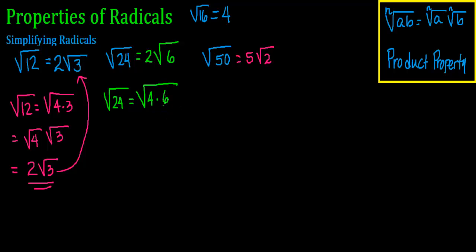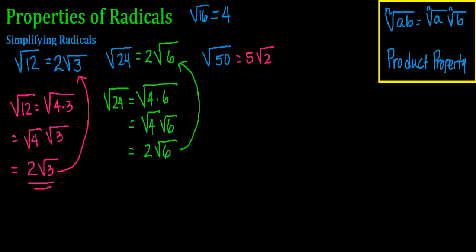So when I break a number up into 2 factors, I always try for one of the factors to be a perfect square, because then I use the product property, which allows me to separate these factors into their own radicals, and then I can simplify. Square root of 4 is 2. Square root of 6, not a perfect square, so I leave it inside the radical, and notice how I got the same answer as I did when I did prime factorization.